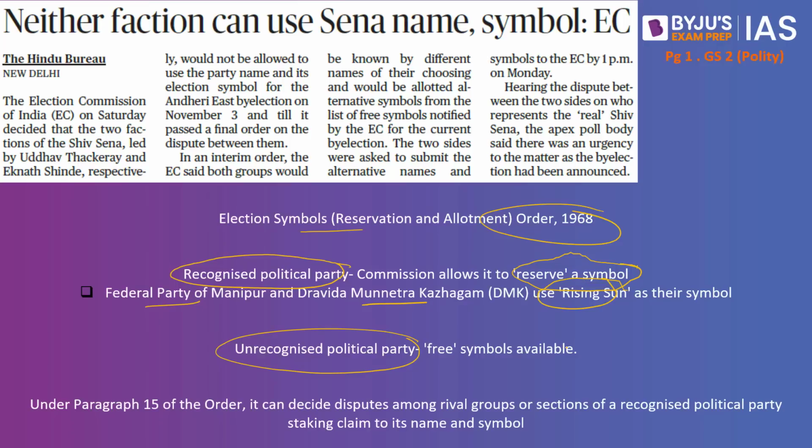Then we have what are called free symbols. These are symbols given by the Election Commission of India. There are more than 100 symbols. If there is an unrecognized political party or an independent candidate contesting the elections, these free symbols are given to such an unrecognized political party or to an independent person contesting the elections.